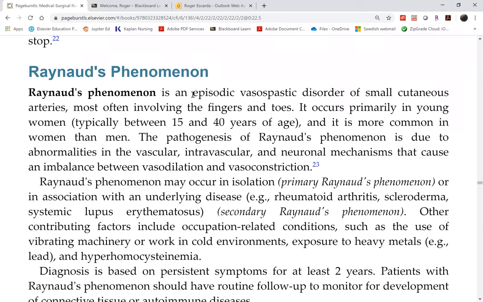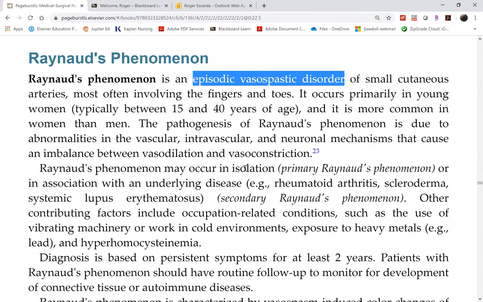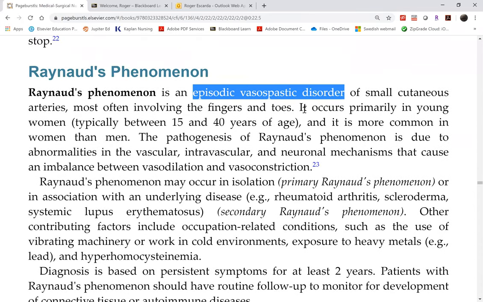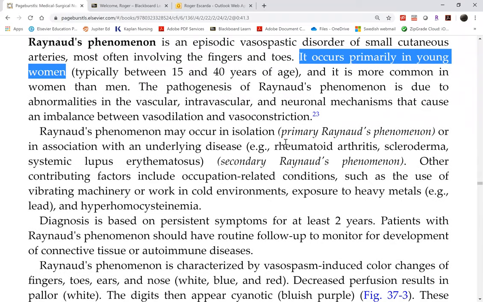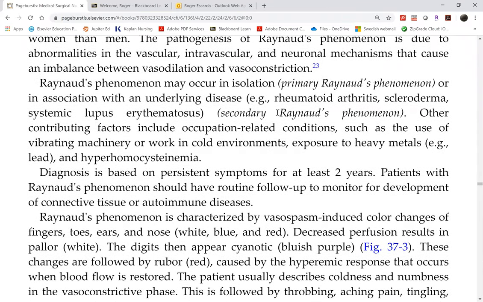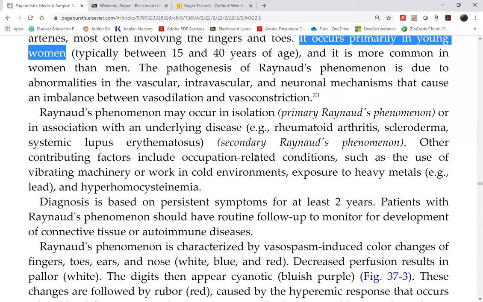So this is an episodic vasospastic disorder. I don't know if one of you here has them. I think it's an unfortunate autoimmune disorder. Okay. So here, it occurs primarily in young women. So they fit the profile. They were between 15 and 40, nursing students. And the problem here is the vasospasm occurs on the arteries. The arteries, specifically on their hands, go into spasms, causing considerable pain. And the trigger usually is cold environments right here.